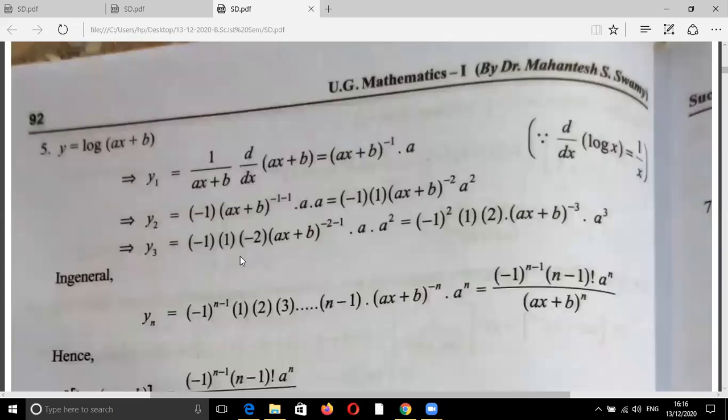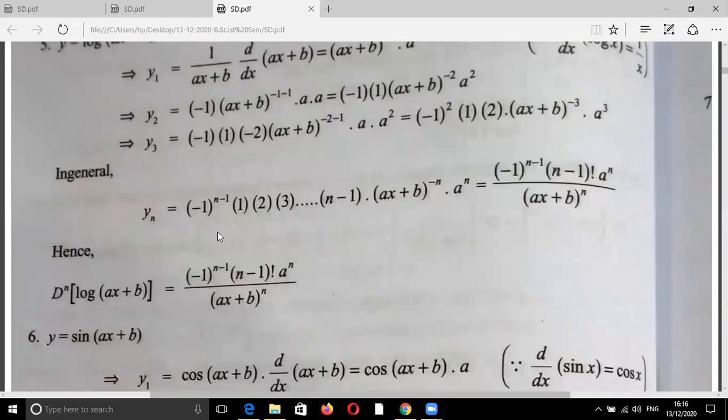Minus 1 into minus 2 into 1, ax plus b to the power minus 3 you are getting here, and a into a square. Here also minus 2 is there, you take minus 1 as common, another minus 1 is already there. Minus 1 square into 1 into 2 into ax plus b to the power minus 3 into a cube you are getting. Okay, now the same you are writing here, minus 1 to the power n minus 1 into 1 into 2 into 3 and so on to n minus 1, because y3 means you are writing two terms here.